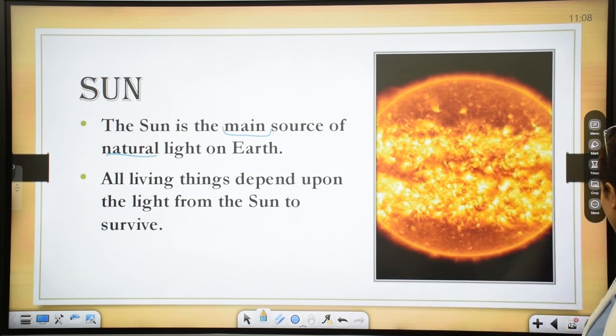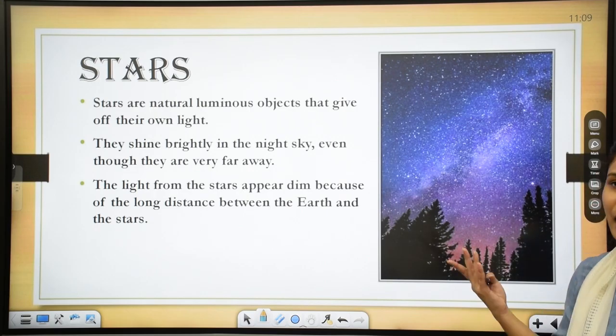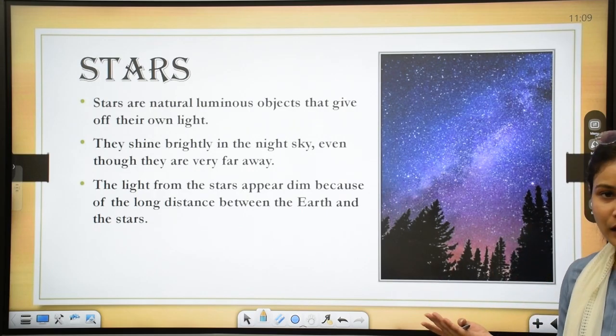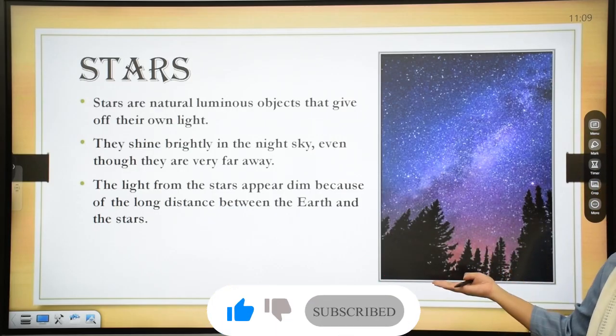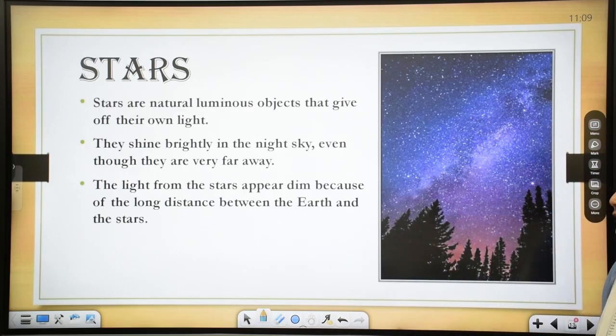Stars. The stars are natural luminous objects that give off their own light. In the night sky we can see the stars. Do you think the stars are powered by a battery? Of course not. They also have their own energy, and that is why they are able to produce light. They shine brightly in the night sky even though they are very far away. The light from the stars appears dim because of the long distance between the earth and the stars.